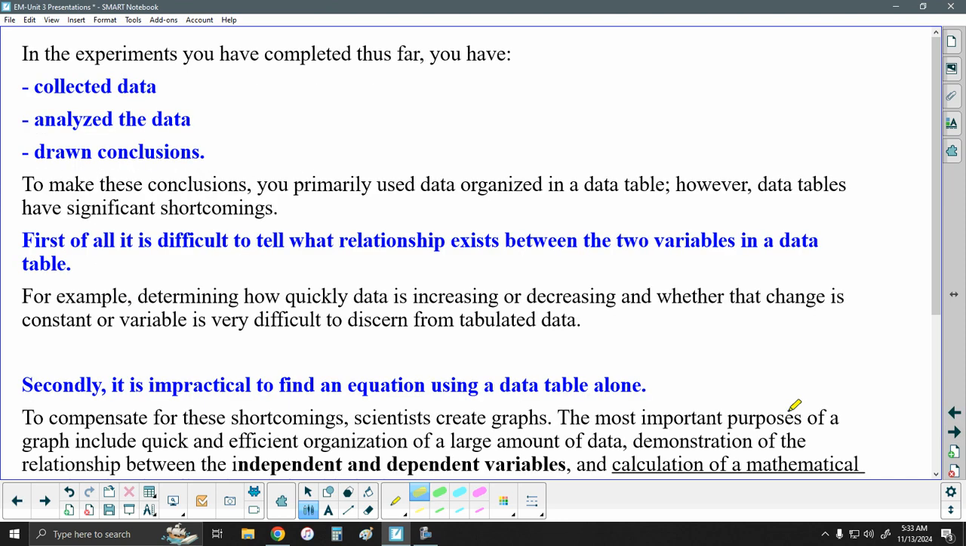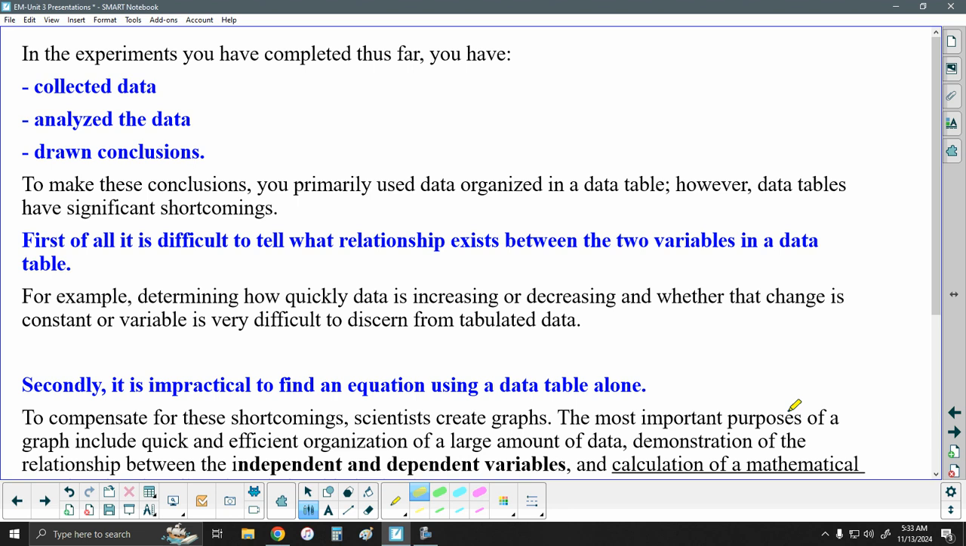In the experiments that we've completed so far, we've been able to collect data, analyze data, and draw conclusions. To make these conclusions, you primarily use data organized in a table. However, just looking at data in tables does have some shortcomings. First of all, it's difficult to tell what relationship exists between the two variables in a data table.